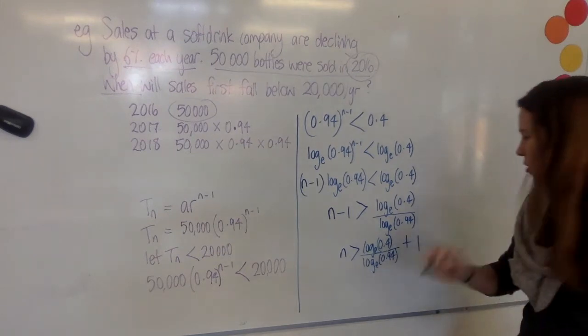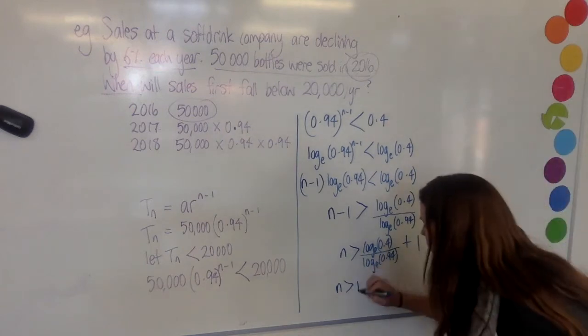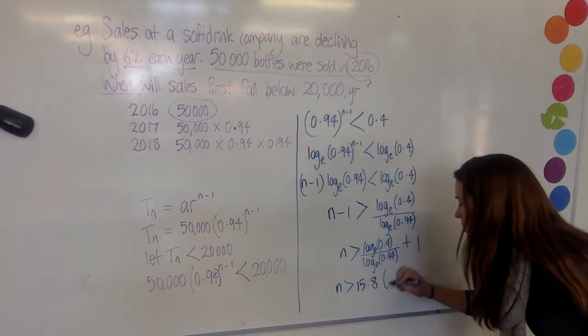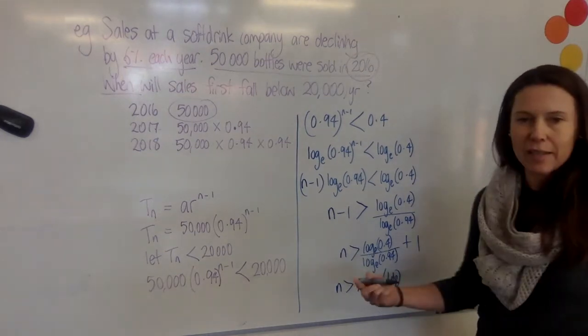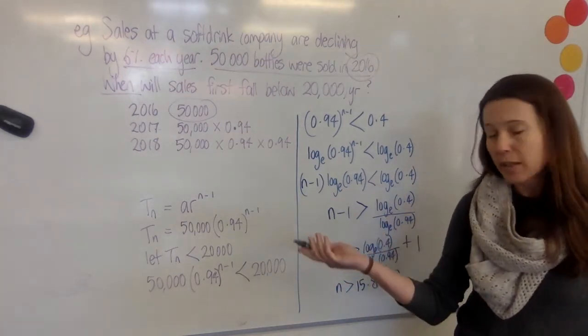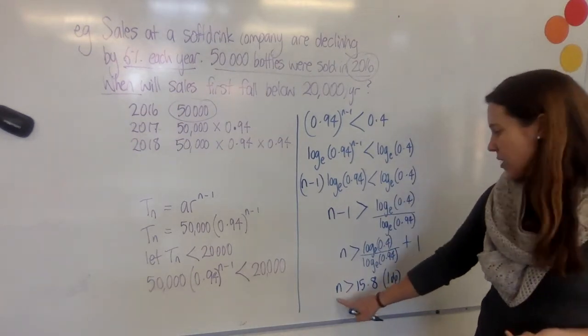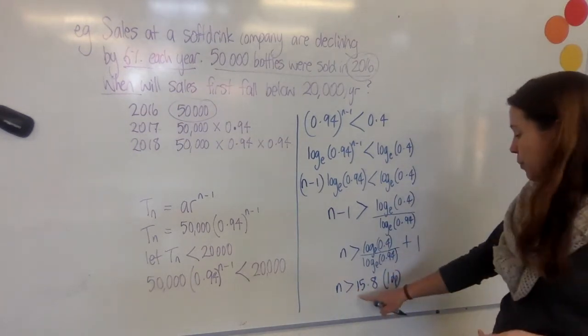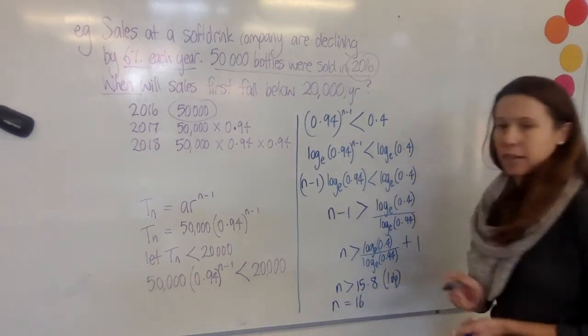Now, putting this into your calculator, it comes out with n is greater than, I think it's 15.8 or something like that, to 1 decimal place. Now, we can't have the 15.8th term, we need either the 15th term or the 16th term, and doing it this way, it's nice and easy to see that if n has to be a whole number and it has to be bigger than 15.8, then n must be 16.